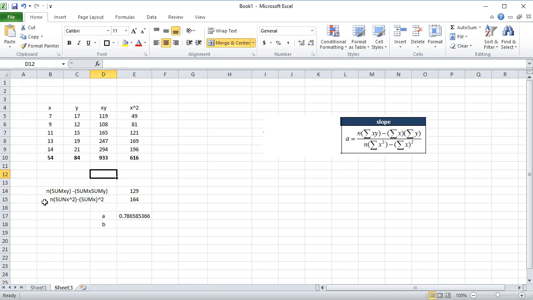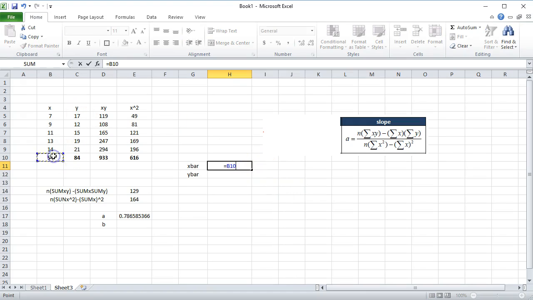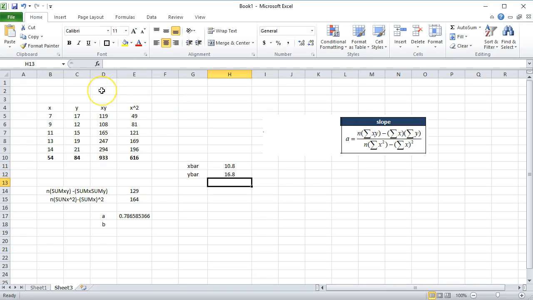Now we need our b value. In order to find the b value, in addition to this, I'm going to need the x bar and the y bar. So I can put these over here, x bar, y bar, that just means x mean and y mean. So the x bar equals 54 over 5, or you can click equals average and then highlight all the cells. And for the y bar, we're just going to take the sum of y divided by 5. Voila. So now we have that.